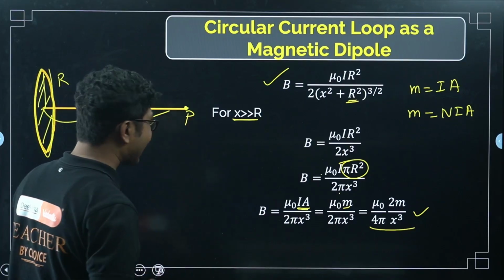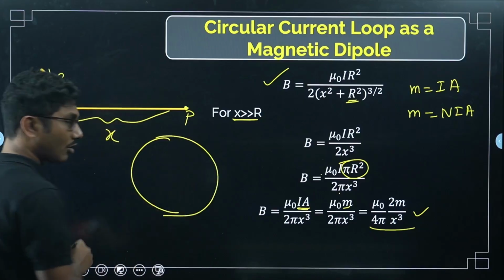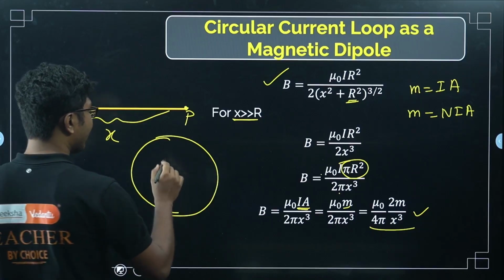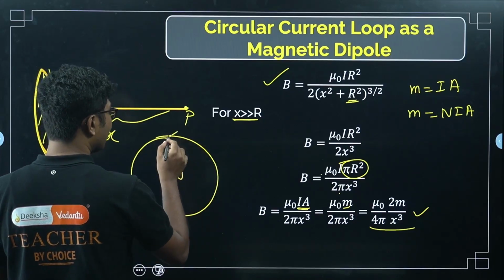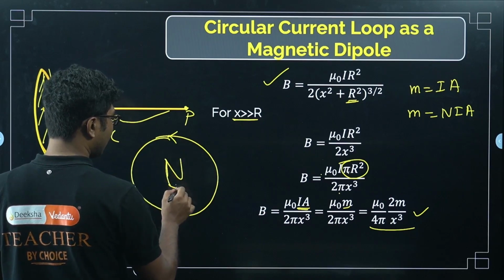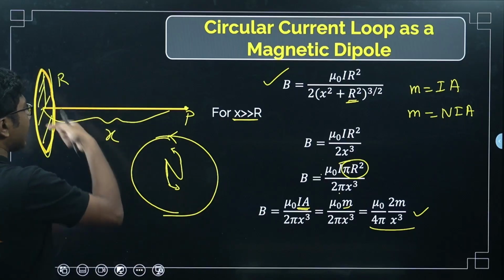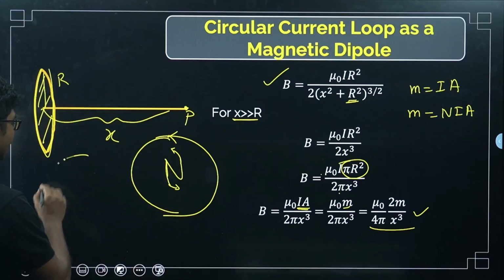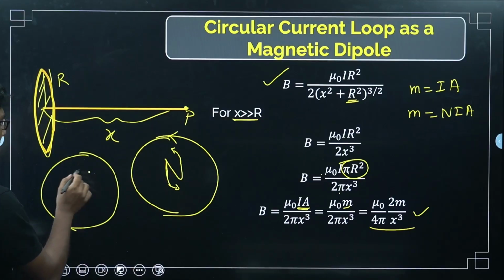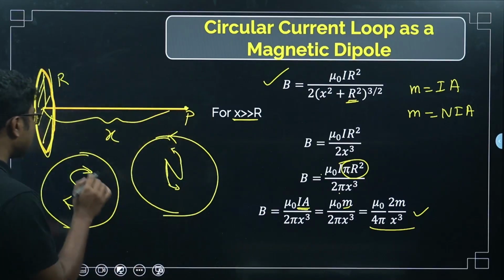Now what is the direction? Because we are considering a current loop, there has to be some north pole and south pole. When we observe from the side where the current is moving in this direction, we can say this is a north pole. If you see from one side, the current will appear in this direction; from the other side the current will appear in the opposite direction. So when you see there is a dipole, it means it is behaving like a magnet. Dipole means basically a magnet, in simple terms.